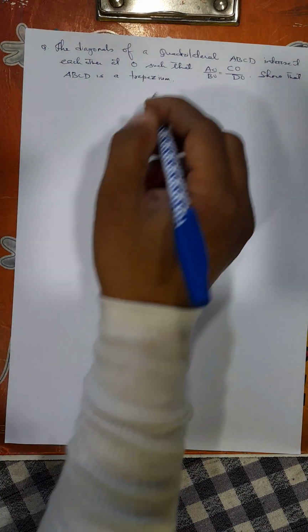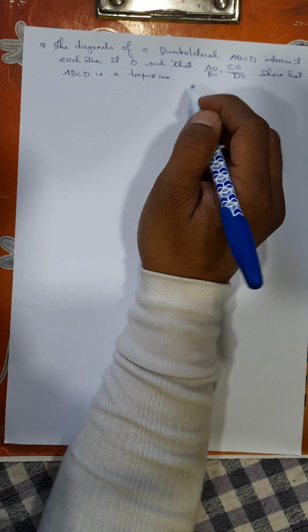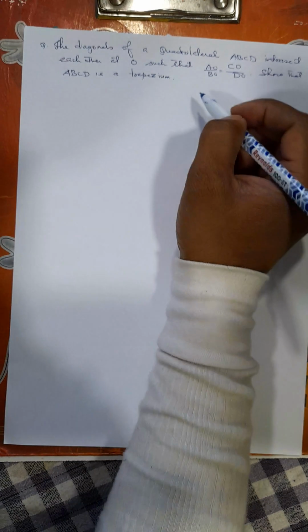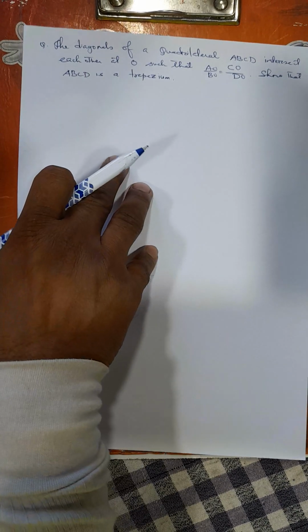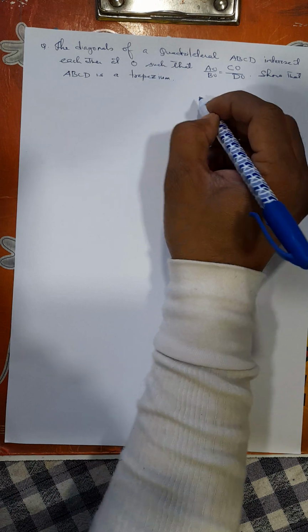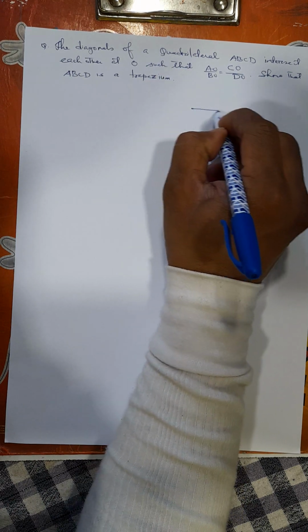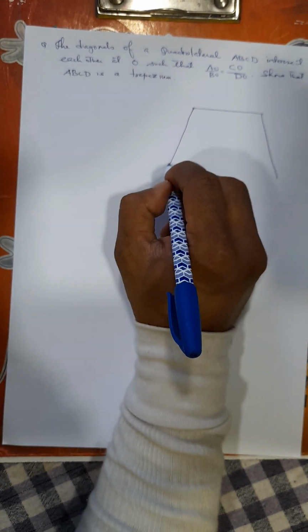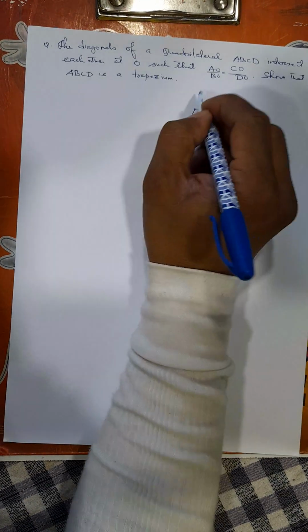Now let us come to question number 3 here. Diagonals of a quadrilateral ABCD intersect each other at point O, right? You are given AO by BO equals CO by DO. That means this is the reciprocal of the earlier question. You have to prove that ABCD is a trapezium. This time you are not given that ABCD is a trapezium.